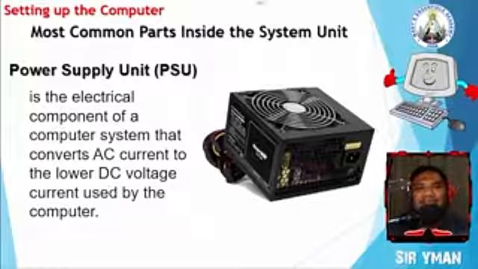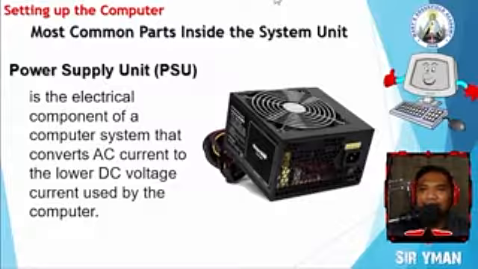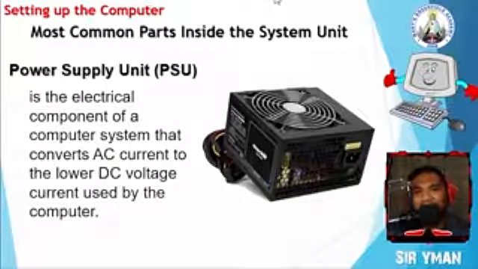Tagalogin natin konti. So, i-convert or from AC, mula sa AC na current, babaguhin ngayon, babaguhin power supply unit ang kuryente. Gagawin niyan DC na 5 at saka 12 volts lang. Kasi yung requirement, yung kailangan ng ating motherboard, pati ng iba pang mga parts ng computer, ay only 12 volts at saka 5 volts.